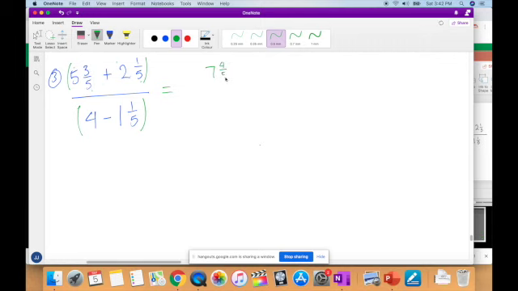And is this the answer you got for the top there? Seven fives are 35, 36, 37, 38, 39 over 5.